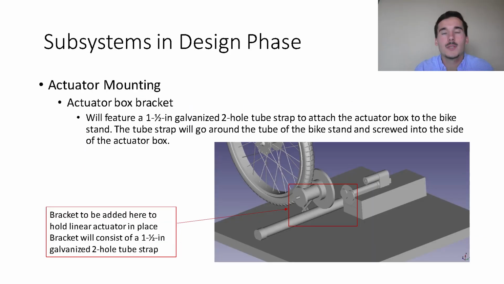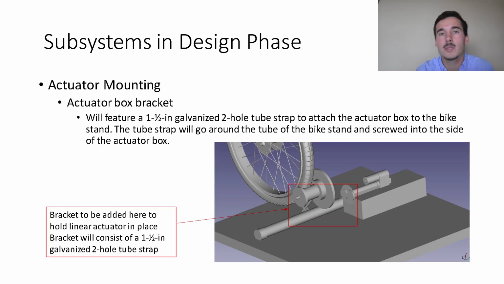So here are subsystems that are still in the design phase. The first one is the actuator mounting. For this subsystem, we are tasked to attach the actuator to the bike stand. Our idea for this right now is to use a 1.5 inch 2-hole tube strap, which would go around the Unity bike stand tube, as you can see in the 3D model, and it would be attached to the box that is holding the actuator, and you just use 2 screws, one on top, one on the bottom, to fasten it to the bike stand.